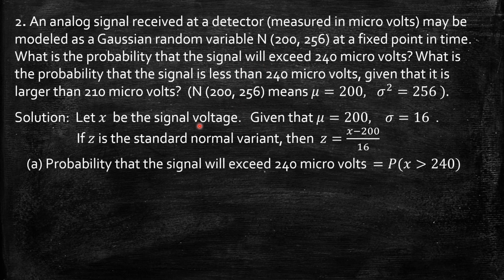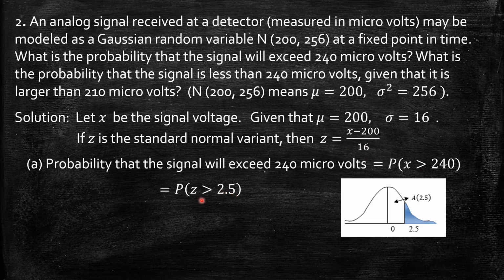Now the first problem is we need to find the probability that the signal will exceed 240 microvolts. That means probability of x greater than 240. Convert this to z. When x equal to 240, z becomes 240 minus 200 by 16, which simplifies to 2.5. So I want probability of z greater than 2.5, that means the area under the standard normal curve from 2.5 to infinity. So this is the area required. How can we find it? If I want to use a calculator, then the operator R gives the answer. R of 2.5 is 0.0062.